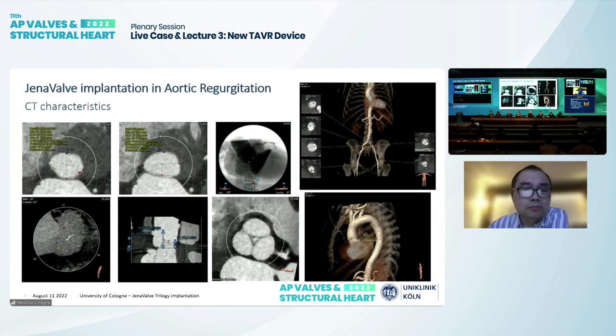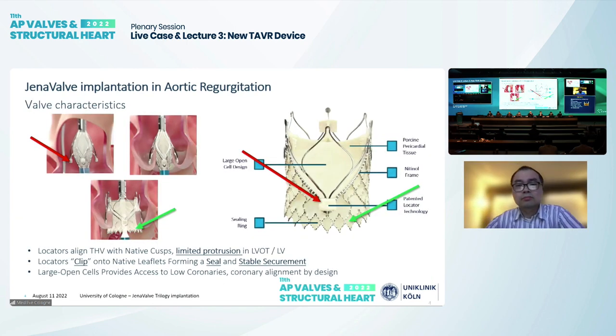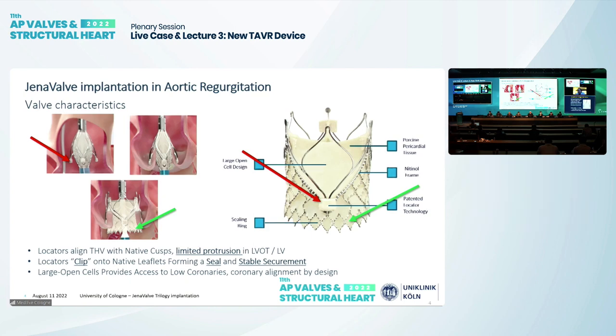Access-wise, I think we have a little calcification, but not a big problem, also not a very gothic arch. I think access-wise, we hopefully don't run into problems. And next slide, please. As not all of you might be aware of that valve, I'm just going to quickly walk you through it. It's a valve that is special in design because it has these three locators, and every locator should go in the nadir of each coronary cusp. With that, we hope that we have limited protrusion in the LVOT and in the LV. We also think that this locator mechanism might clip onto the native leaflets and thereby form a seal and stable securement. And also, that's not so important for the AR cases, but in the discussion of AS, maybe we'll have perfect coronary alignment by design, basically.